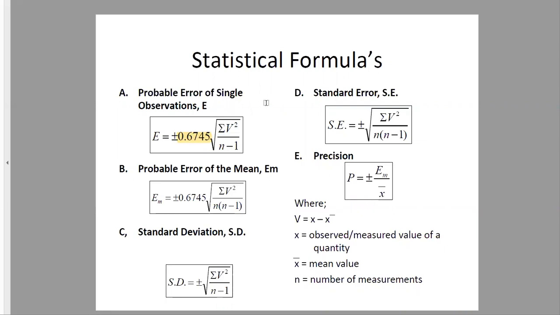Similarly, we have the probable error of mean. There one extra term is added to the denominator, and that is n. Overall, if we divide the probable error of the single observation by root n, then it will be the probable error of mean. And if we remove this term, that is plus minus 0.6745, there will be the standard error.